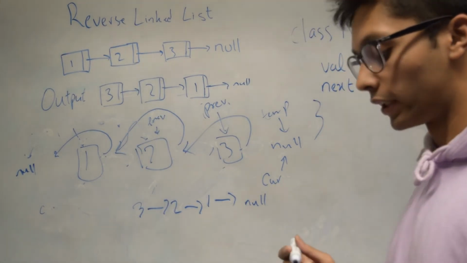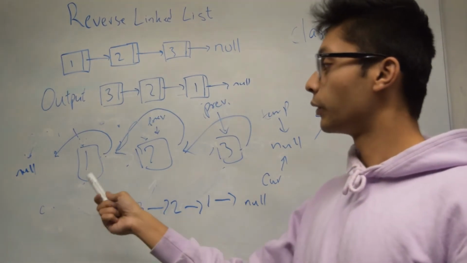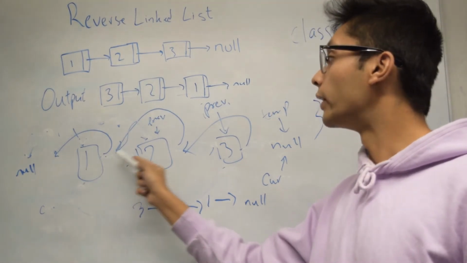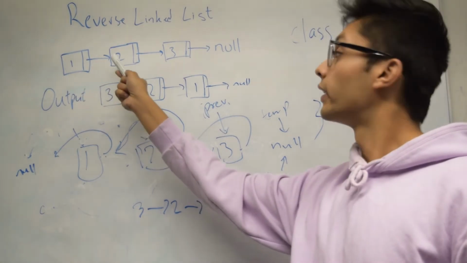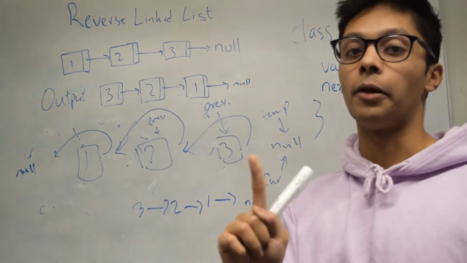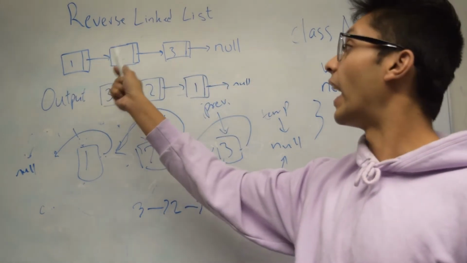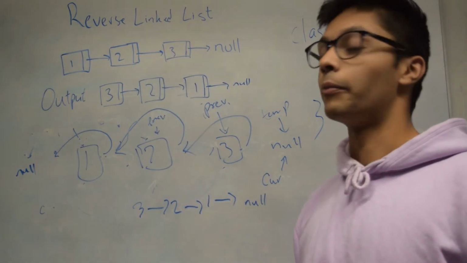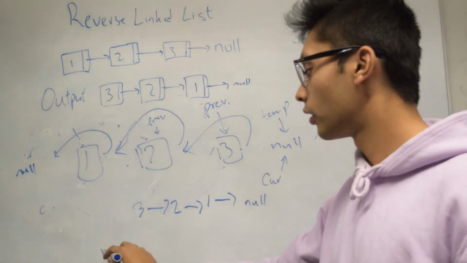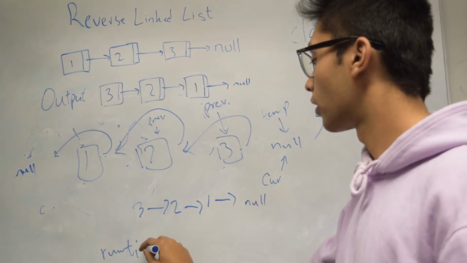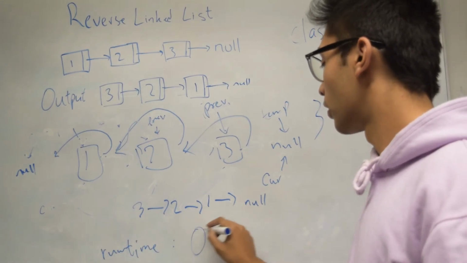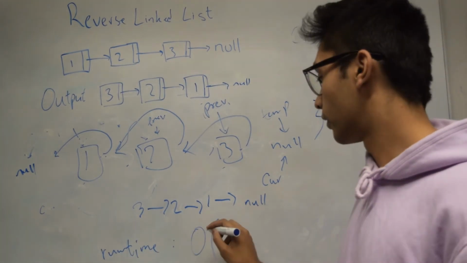So if we talk about runtime, as we can clearly see, we did all of this in just one pass, as we went through the linked list just one time. So if there are n elements in the linked list, that means the runtime is O of n.